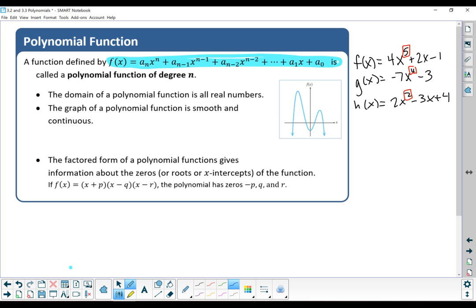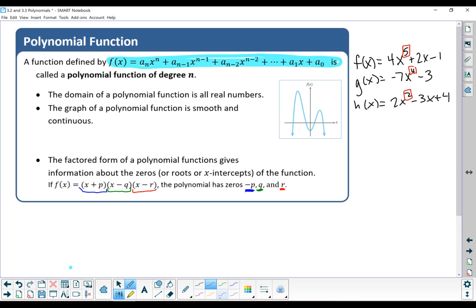Factored form of polynomials gives you information about the zeros or roots or x-intercepts of the function. So if a polynomial has a factor of x plus p, we know it has a 0 at negative p on the x-axis. If it has a factor of x minus q, we know that it has a 0 at q. If it has a factor of x minus r, we know that it has a 0 or a root at r.